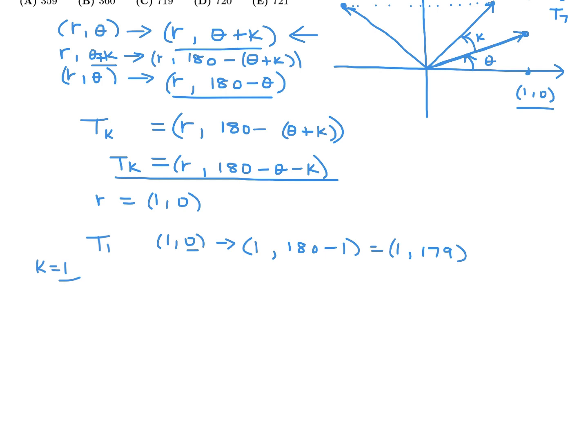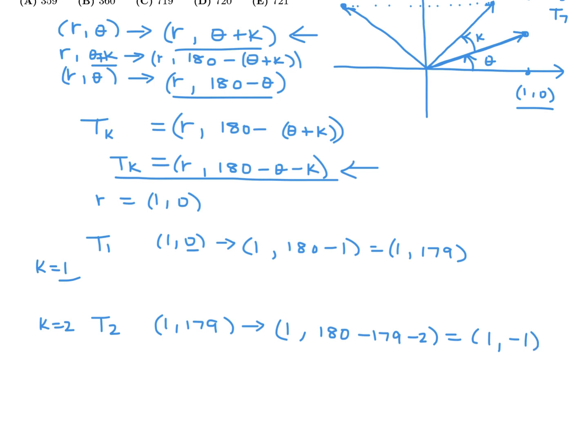Got it? So now let's do this again. K equals 2 this time. Now we have to do T2. T2 is you're taking 179, and then you're taking it to here. So it would be 180 minus theta, which in this case is 179, minus K, which in this case is 2. So this gives me 1 and minus 1, right? Yeah.